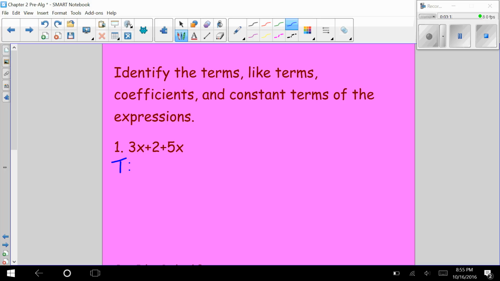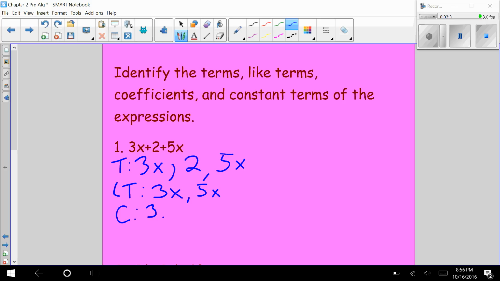T will stand for terms. We have 3x, we have 2, and we have 5x. Like terms, things that have the same variable factors, are going to be 3x and 5x because they both have an x. Coefficients are the numbers in front of the variables. I have a 3 in front of one of my x's and a 5 in front of the other. And constant terms are just the numbers without a variable attached. We've only got one, and it is 2.